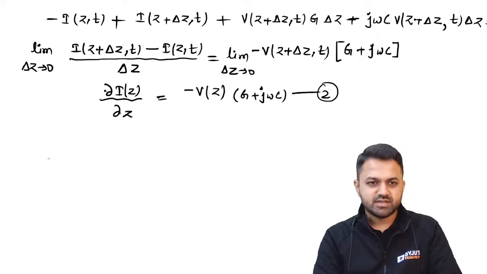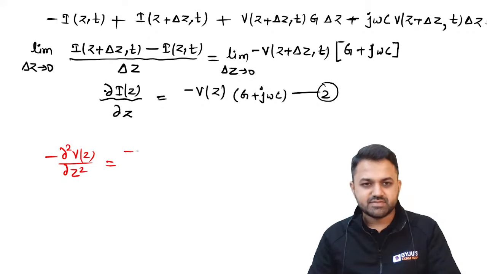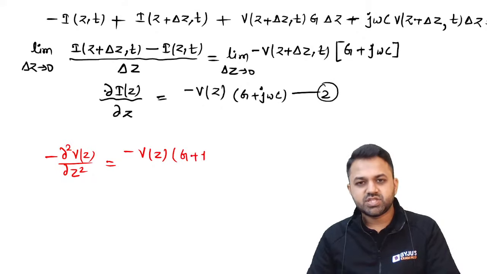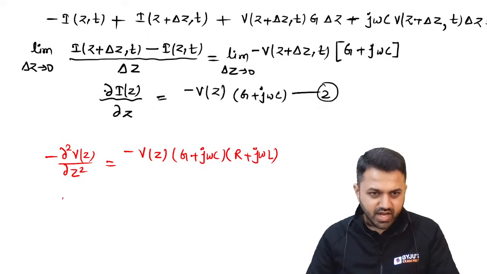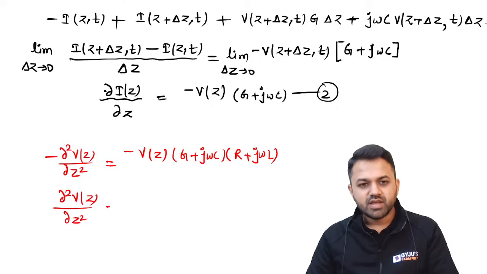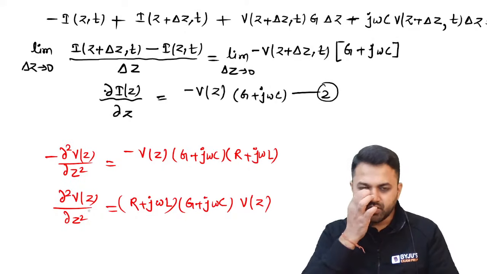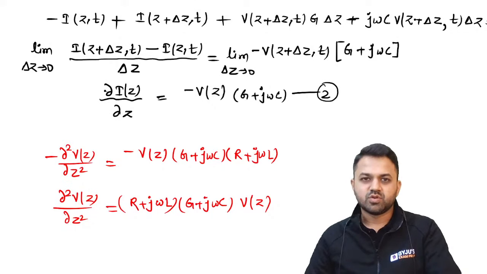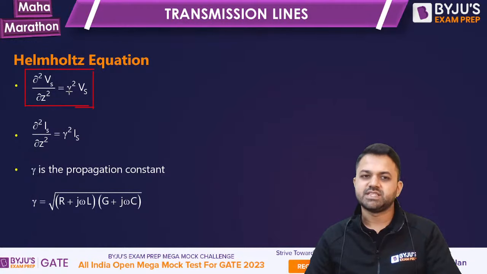So now substitute: minus ∂²V(z)/∂z² is equal to ∂I/∂z, which is minus V(z) times (G plus jωC), and here we have (R plus jωL). So this minus sign and minus sign will get cancelled, and we will get ∂²V(z)/∂z² is equal to (R plus jωL)(G plus jωC) into V(z). Now we will call this product gamma square. So after solving that we are getting ∂²Vs/∂z² is equal to γ²Vs.